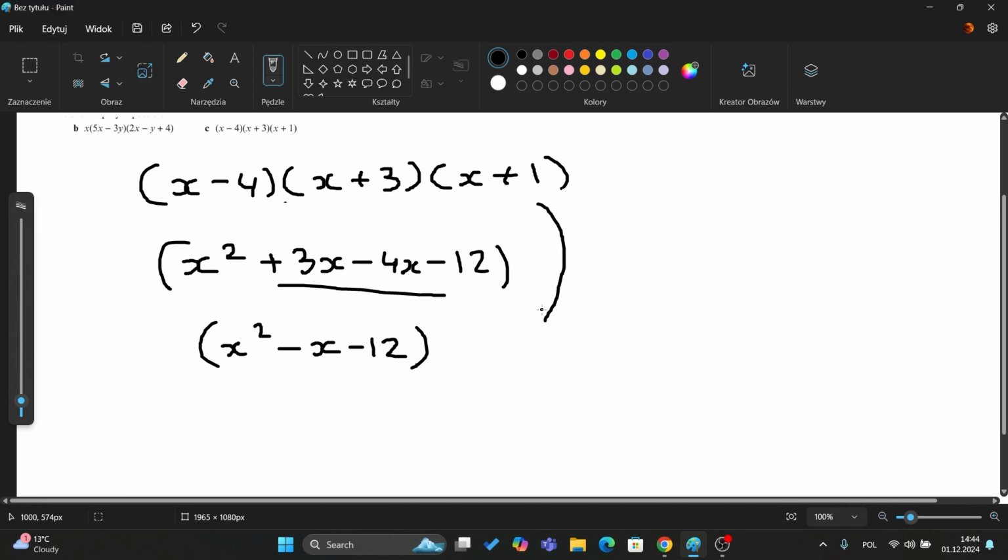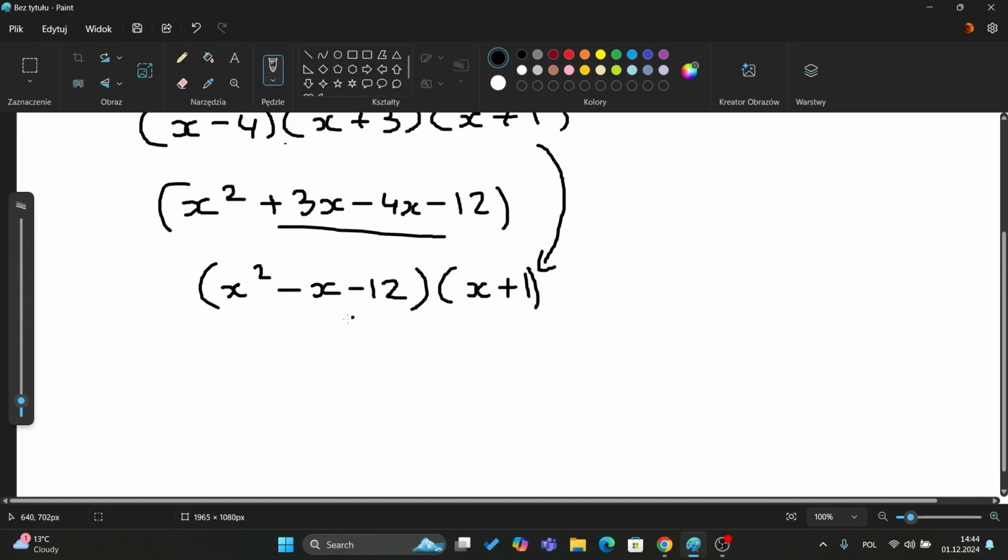And now we drop down the x plus 1, because we have to multiply it by x plus 1 as well. So each term, x squared is multiplied by x plus 1, and minus x multiplied by x plus 1, and minus 12 multiplied by x plus 1.